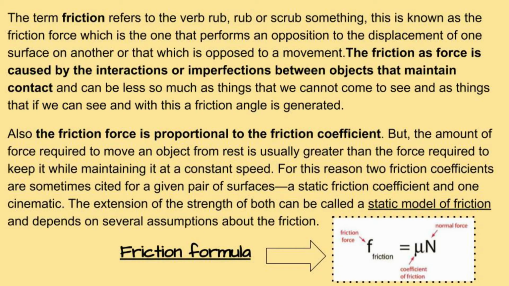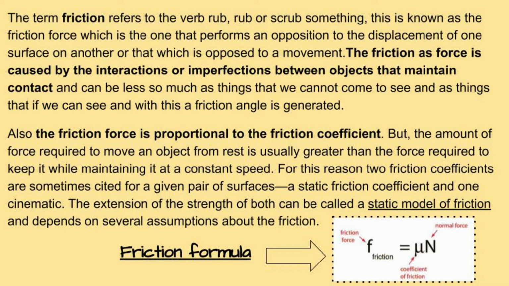The term friction refers to the verb "to rub" or "to rub something." This is known as the friction force, which is the one that opposes the displacement of one surface on another, or that which opposes a movement. The friction force is caused by the interaction or imperfections between objects that maintain contact, and these can be things that we cannot see as well as things that we can see. And with this, a friction angle is generated.